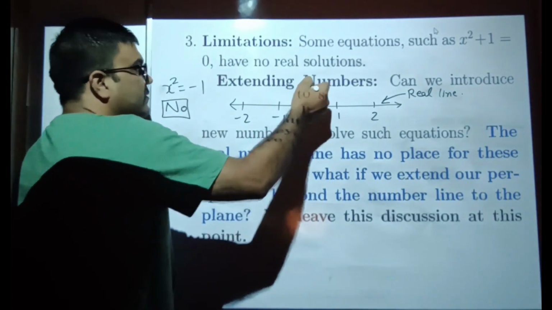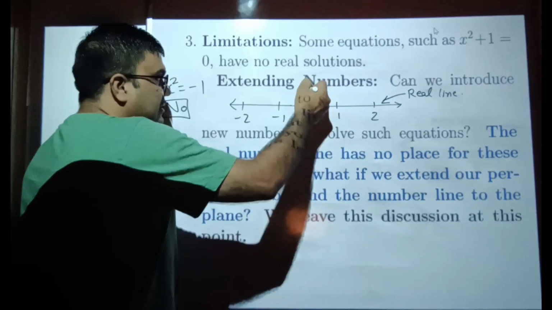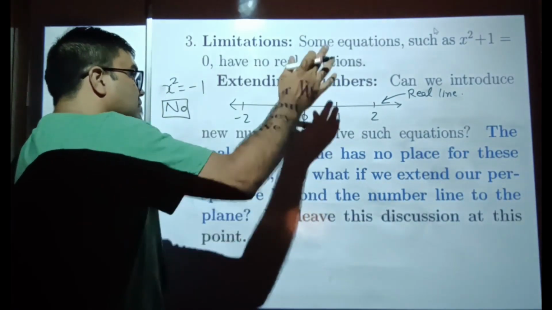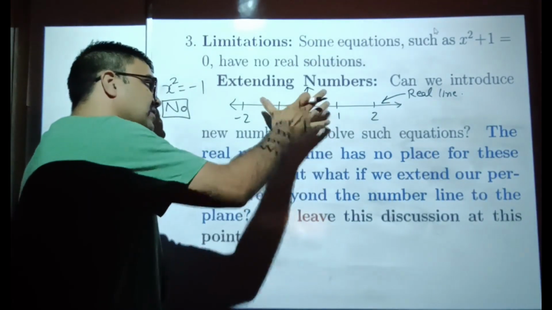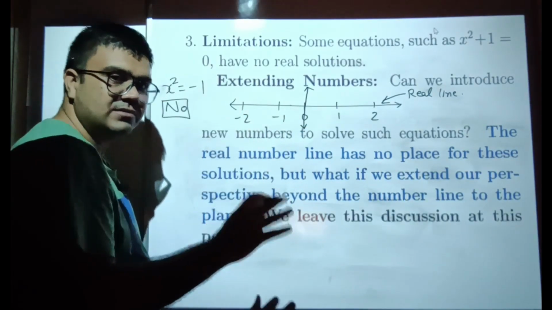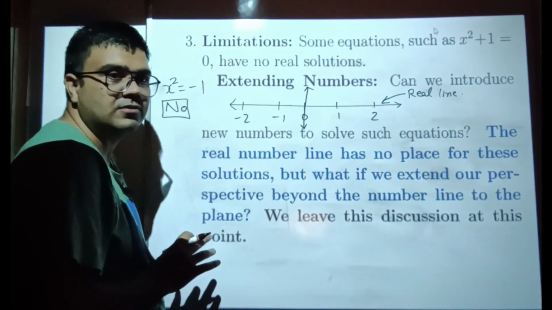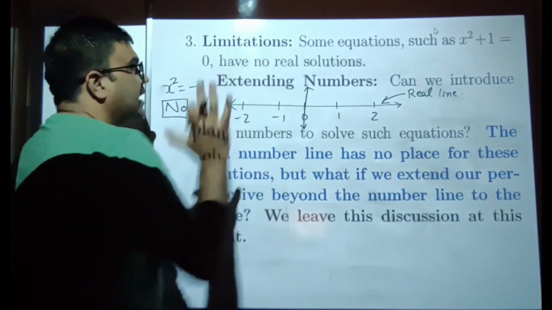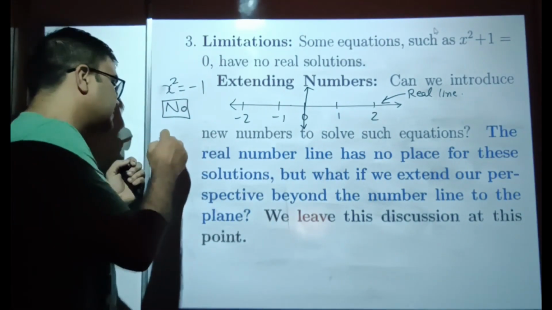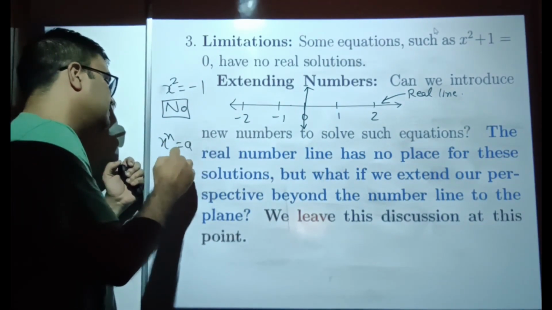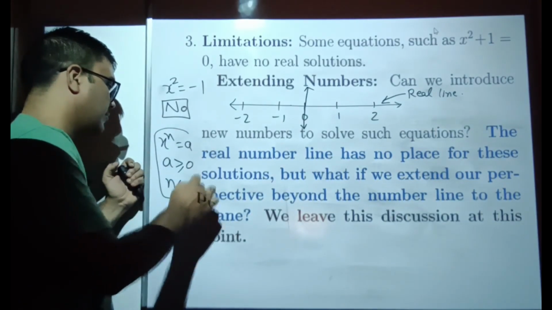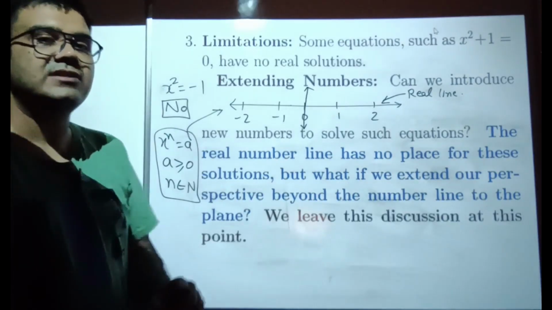So what we are going to do is add another dimension to it. To solve equations like x square plus 1 is equal to 0, we will consider the plane. I am not going into the detail of this right now. This we will study when we talk about the complex numbers. So we leave it at this place: for the equation x raised to the power n is equal to a, with a greater than or equal to 0 and n belonging to the natural numbers, all the solutions lie on the real line.